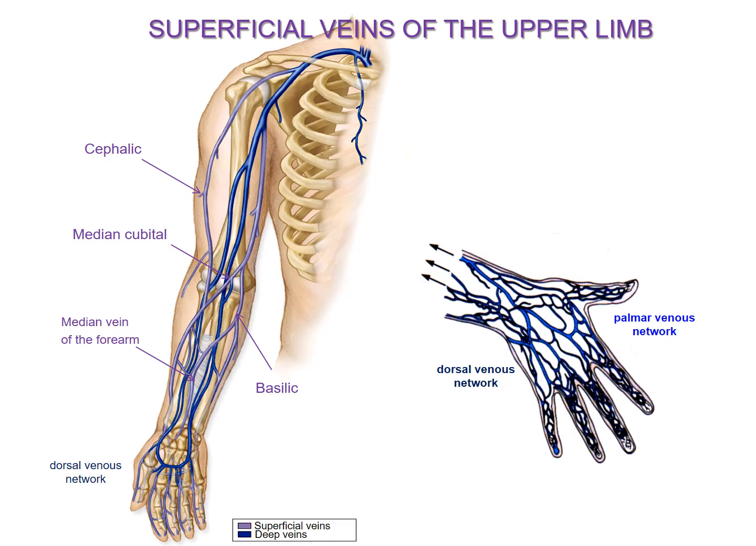The median vein of the forearm, or in Latin vena mediana antebrachii, begins from the palmar venous network, runs upward in the midline on the anterior aspect of the forearm to end in any one of three veins in front of the elbow: the cephalic, basilic, or median cubital veins.